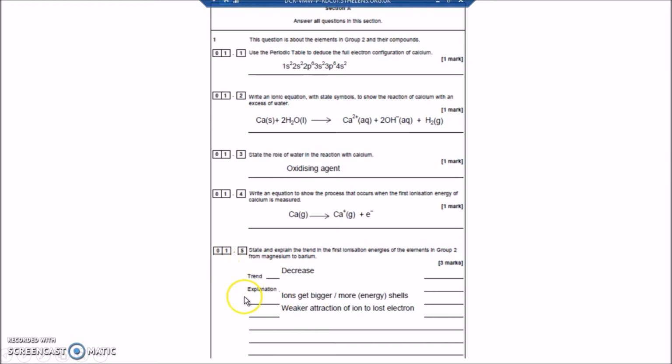It's also because there's more shielding as well, because it's got more electron shells, so they will shield the attraction from the nucleus to the outer electrons. So you could summarize all that by saying there's a weaker attraction of the ion to the electron that's being lost.